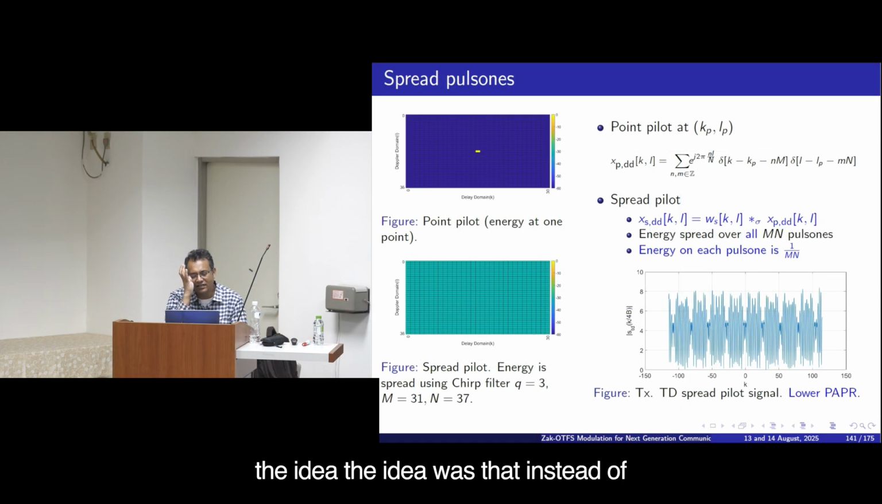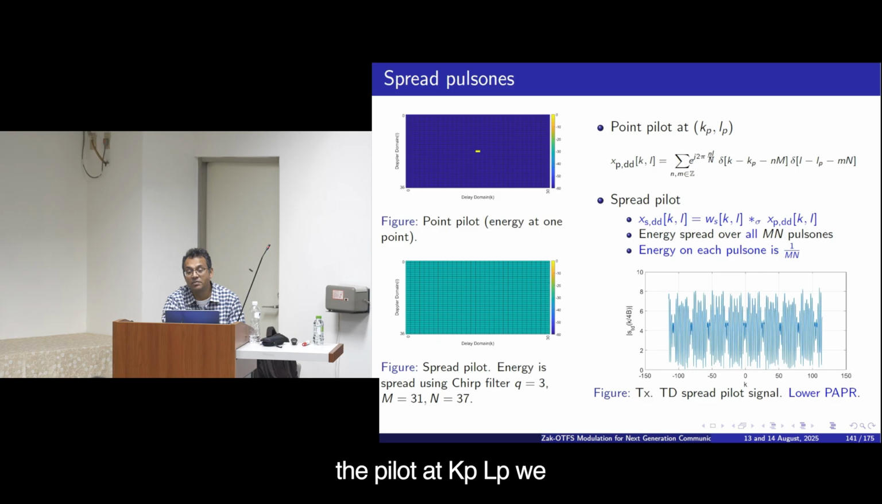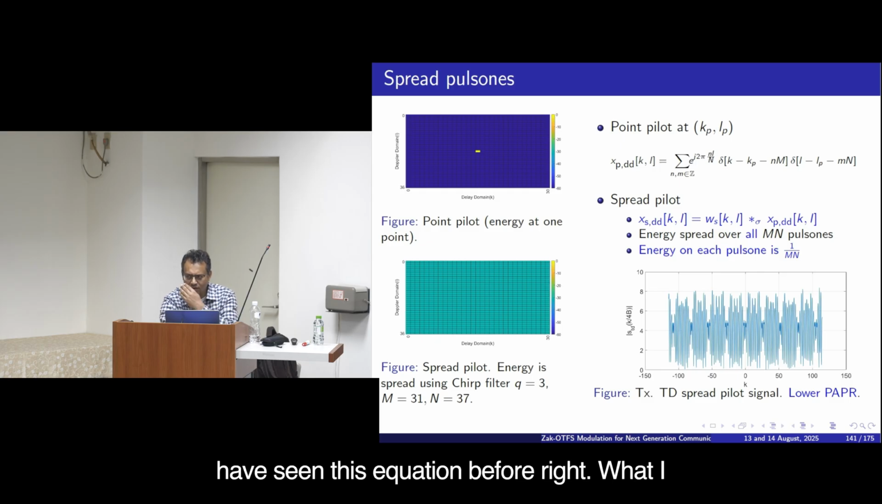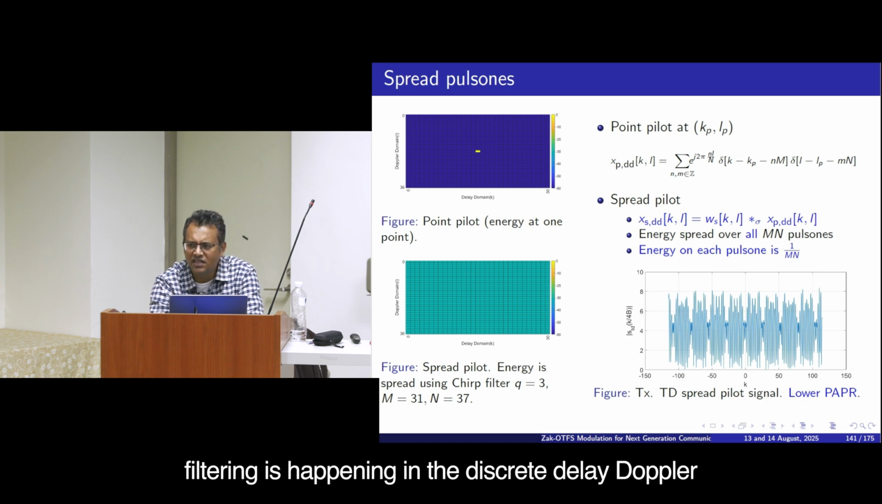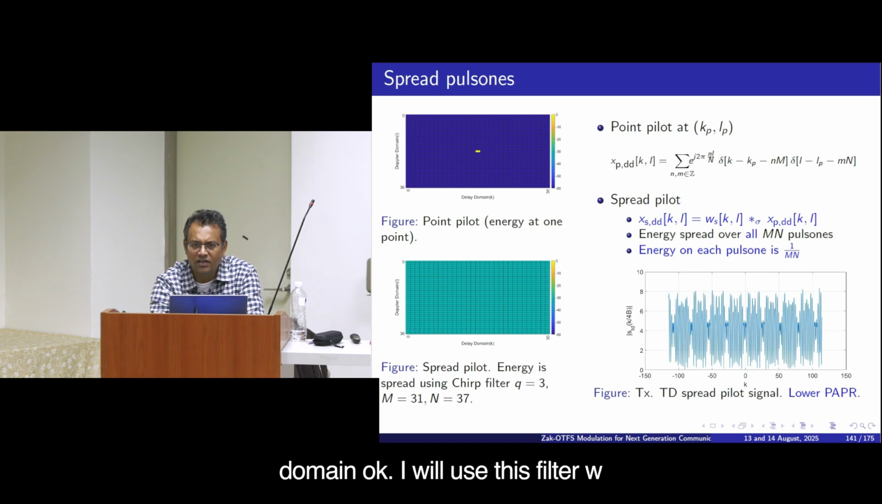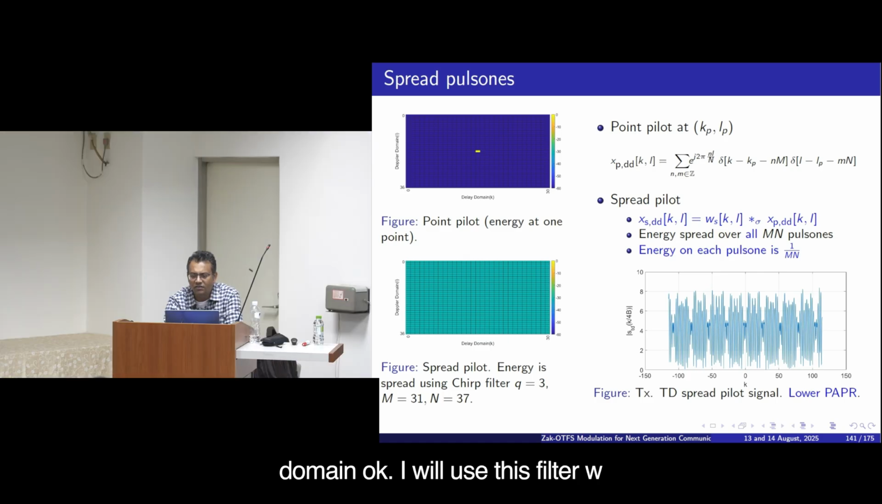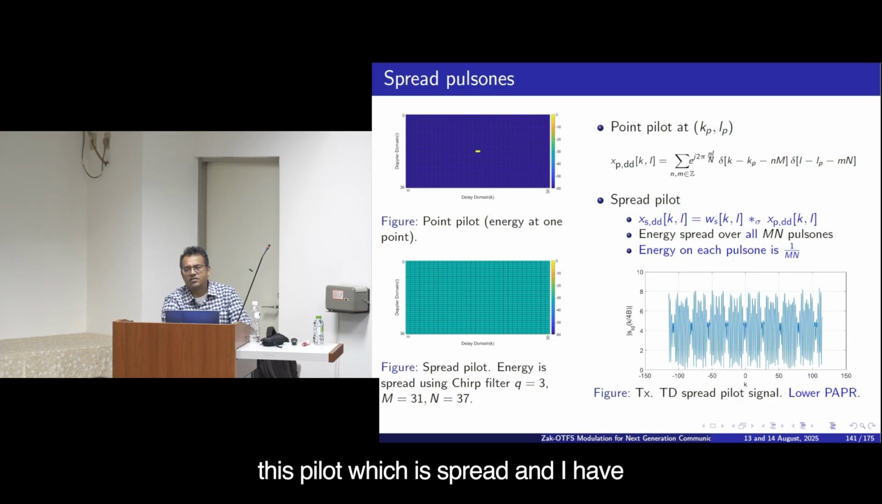So here is the idea. Instead of sending a point pilot like this, this is your point pilot, the pilot at Kp Lp. We have seen this equation before. What I will do is take the point pilot and filter it. Now this filtering is happening in the discrete delay Doppler domain. I will use this filter, Ws, and when I do that, I get this pilot which is spread.